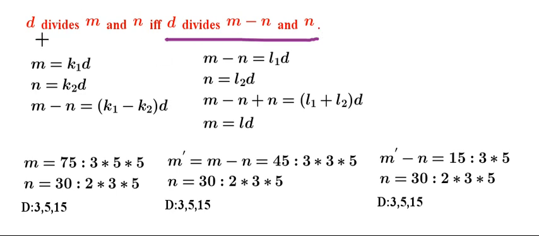Now consider the reverse part. So now we'll assume that D divides m minus n and n, and now we'll show that D also divides m and n. Since D divides m minus n, it can be represented as a multiple of D, so m minus n is L1 times D. Similarly, n can be represented as a multiple of D, so n is L2 times D. And now if we add these two, then ultimately we will get m, and m is nothing but (L1 plus L2) times D, which means m is a multiple of D. So ultimately we have shown that this particular lemma is true.